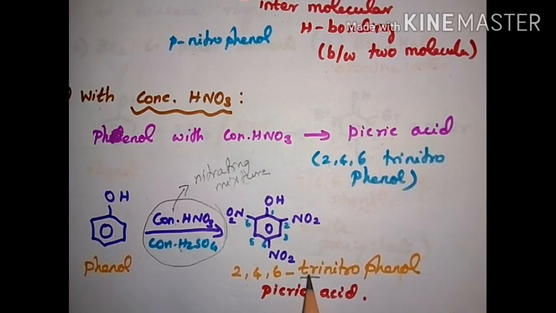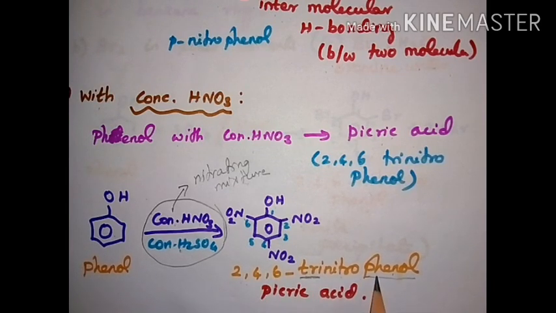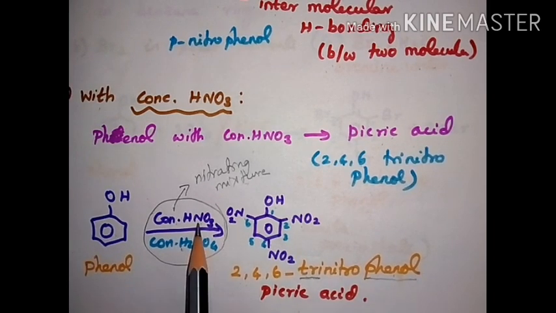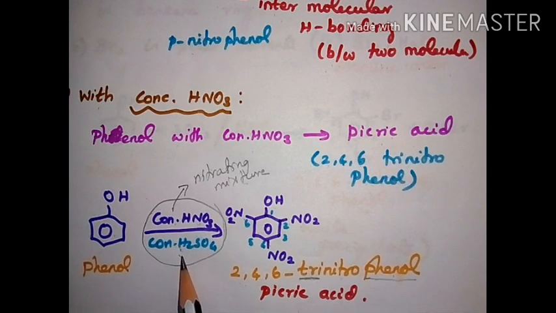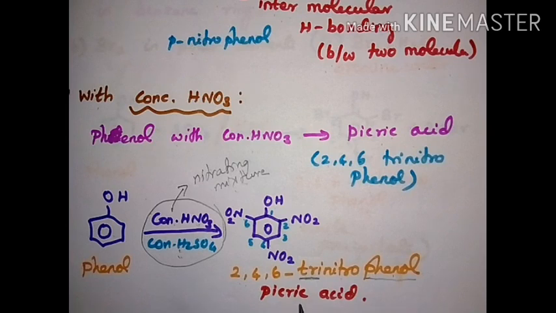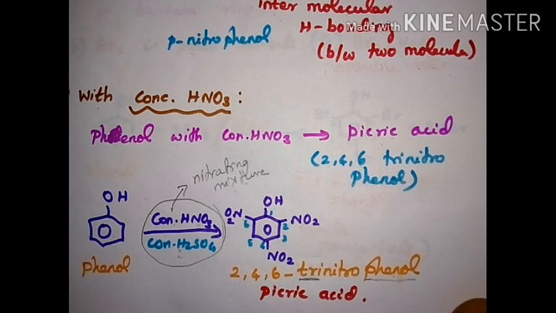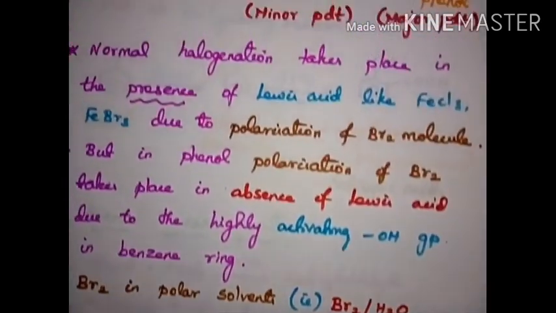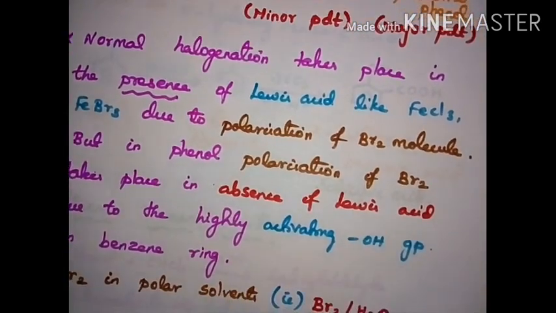So 2, 4, 6 trinitro. Why tri? Three NO2 groups are there in the phenol. So it is called 2,4,6 trinitrophenol, commonly called picric acid. So phenol with concentrated nitric acid and concentrated sulfuric acid, which is called a nitrating mixture, gives picric acid. What is picric acid? 2,4,6 trinitrophenol. This is nitration of phenol.